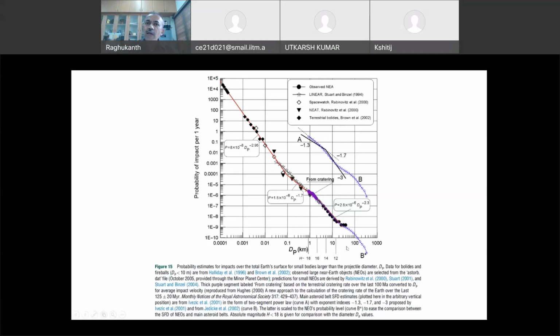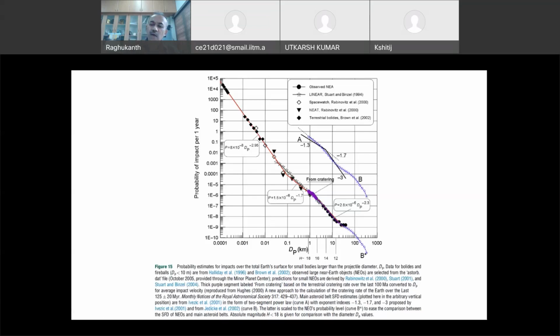So for 10 kilometers, what is the return period? 10 to the power of 8. What does it tell you? For a 10 kilometer asteroid hitting Earth, the return period is 10 to the power of 8 years. Now if you take 0.1, these are 100 meters, basically, or 0.001, the probability is extremely high. So this is how the probability varies, and you have to estimate this from the data.